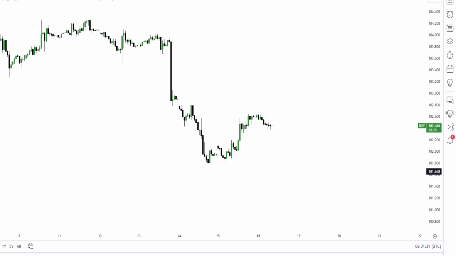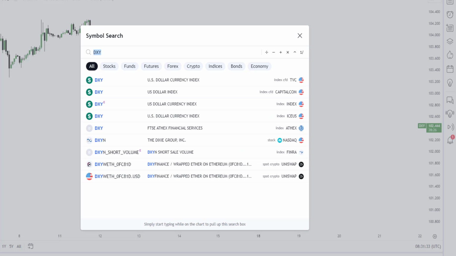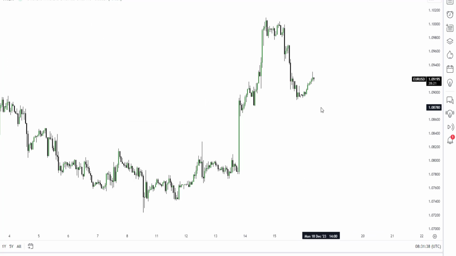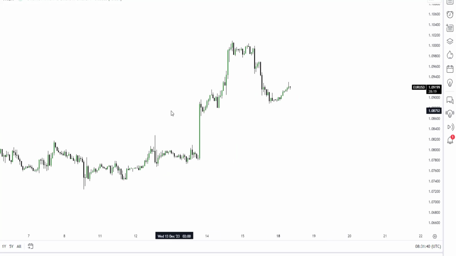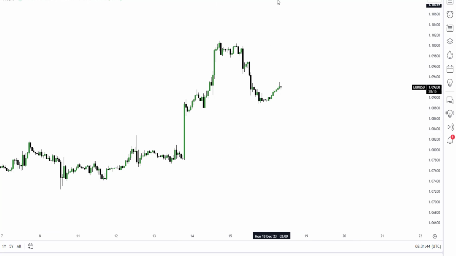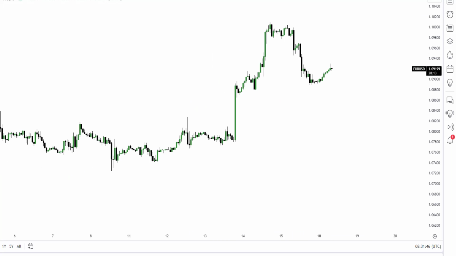So let's see what is happening on Euro USD, or any of the foreign currencies here. Let's see this one. Euro USD, as I told you earlier, is going to be bullish since the dollar is bearish for the week. We are expecting Euro USD to be bullish and other assets to be bullish. We have a shift in market structure right here. This is where I'm seeing a shift in market structure.